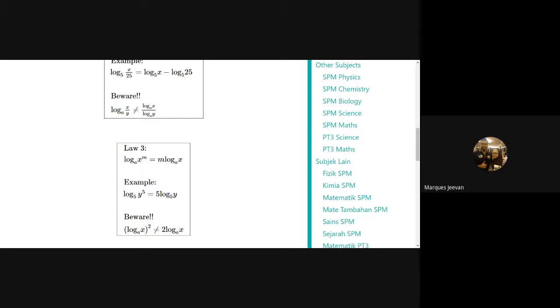The second one here: if you see the power outside a bracket like this, you cannot write it in this form. You understand? Because this power belongs to the value of log x, not x. Is that clear?